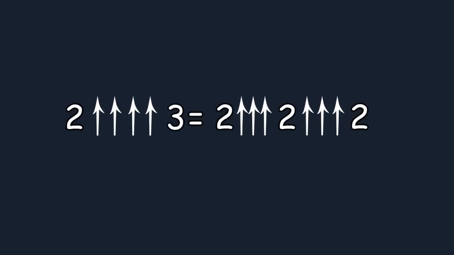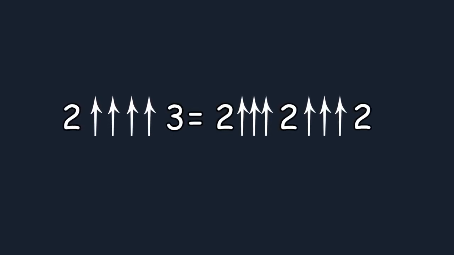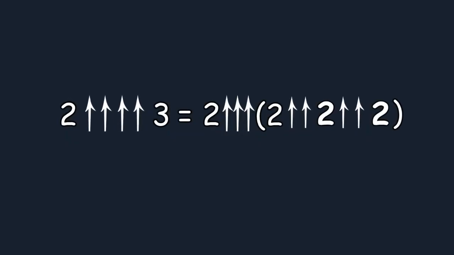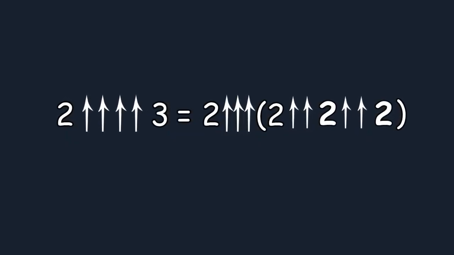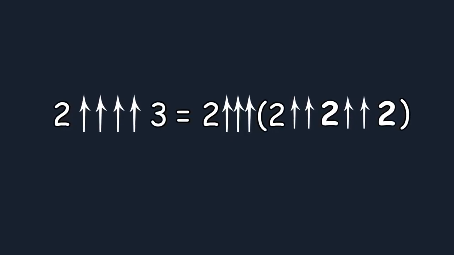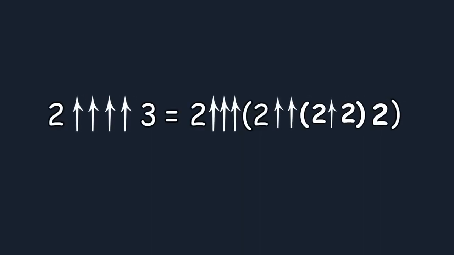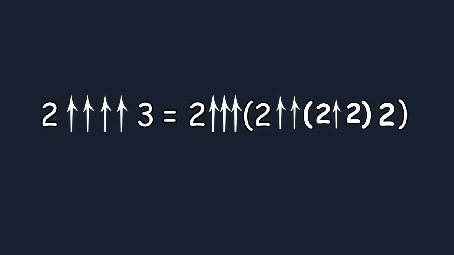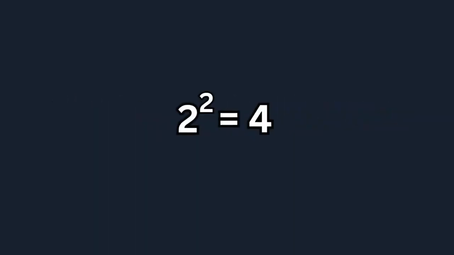2 hexation 3. Look, by the arrow notation, 2 hexation 3 equals 2 pentation 2 pentation 2. This becomes 2 pentation 2, which equals 2 tetration 2 tetration 2, which equals 2 pentation 2, which equals 2 tetration 2, which equals 2 to the power of 2 equals 4. I think I didn't get confused and spoke correctly. I don't know, I'm already lost in the notation.